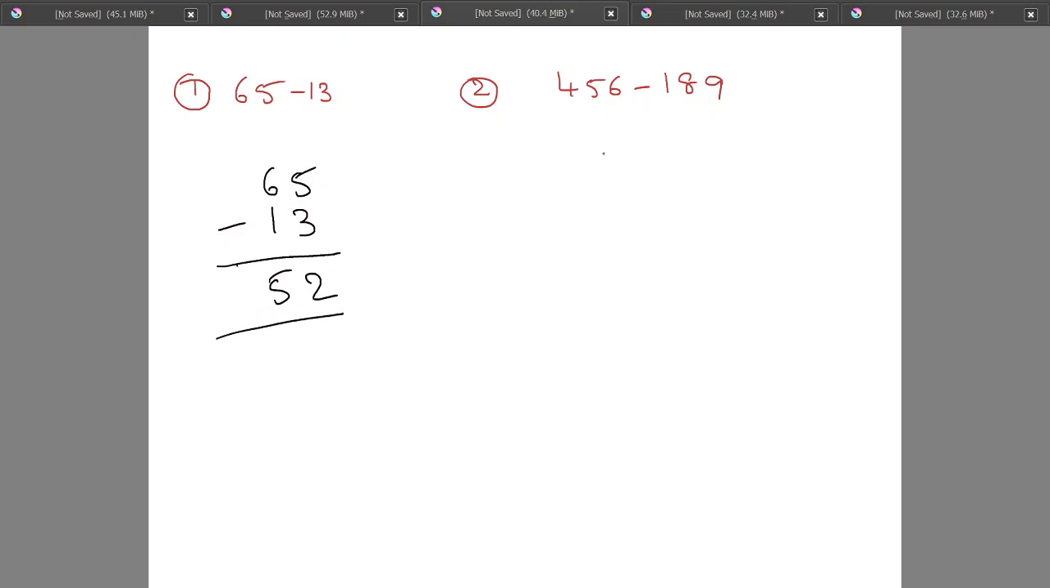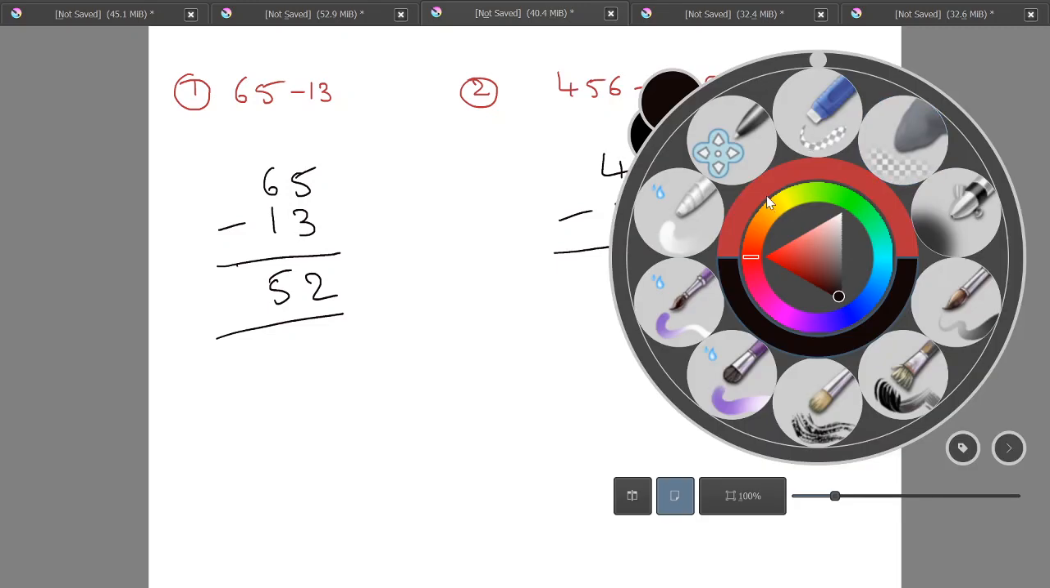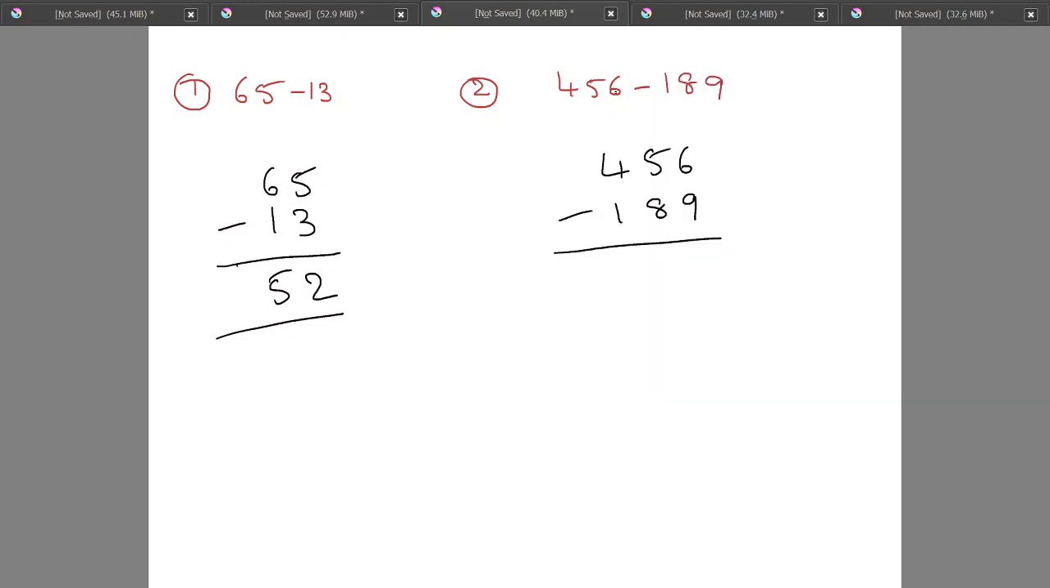Okay, here we have a 3-digit number, 456 minus 189. Let me change the color back to red. Now 6 minus 9. Can we subtract 9 from 6? No, because 6 is smaller than 9. So what do you do? You borrow 1.